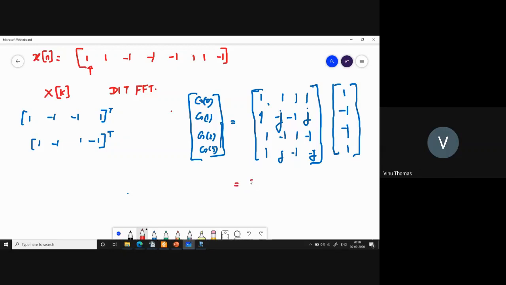Afterwards we will see a very important observation. G of 0 is equal to 0. What is g of 1? G of 1 is 2 plus 2j, right, this is 2 plus j into 2. And what about the next one? That's again 0, right? And the last one is 2 minus j2.